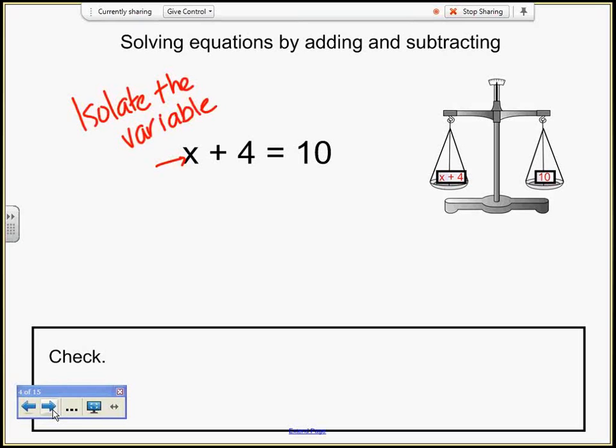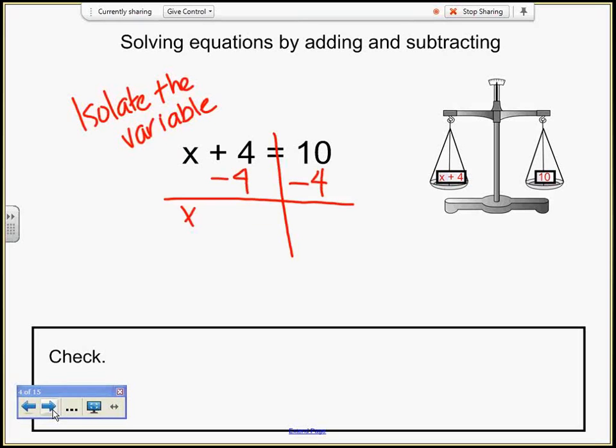So let's look at this side of the equation. Is x all by itself? Nope, it's not by itself. Someone went ahead and added 4 to it. So I need to do the inverse operation. I need to get rid of that 4. What is the inverse operation to adding 4? Subtracting 4. So let's subtract 4 from this side, and if we do it to one side, we have to do it to the other side to keep this scale in balance.